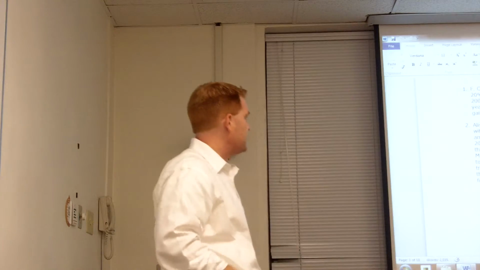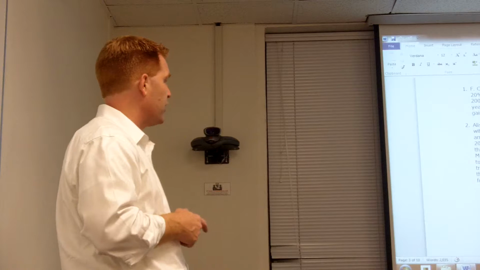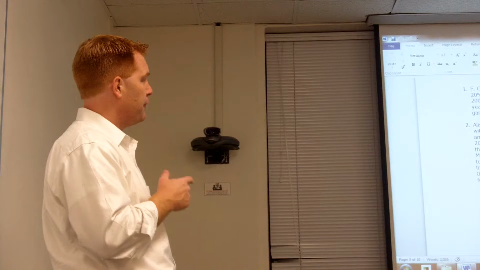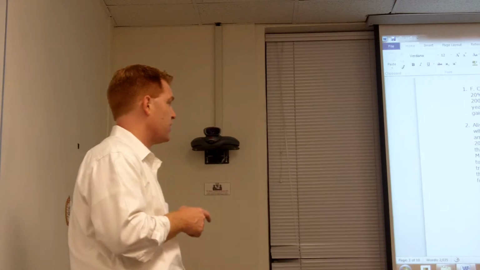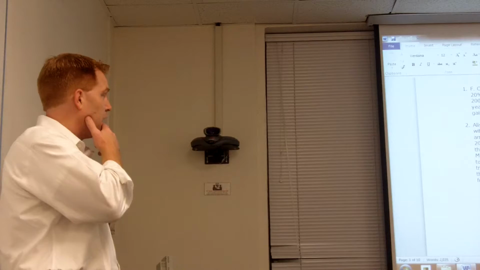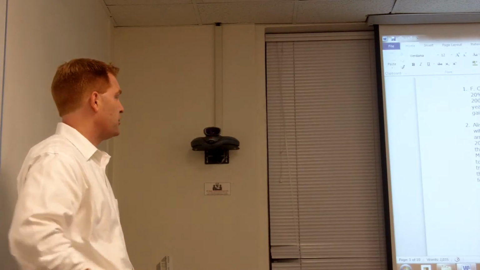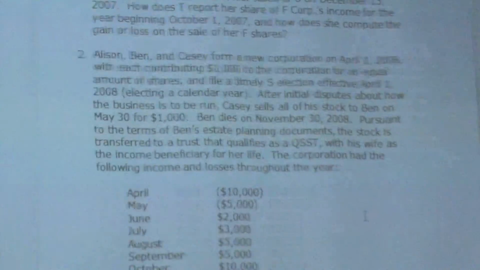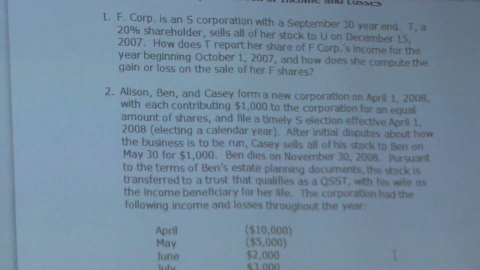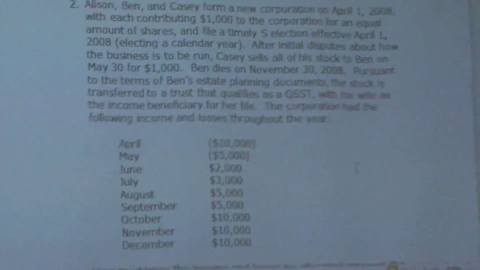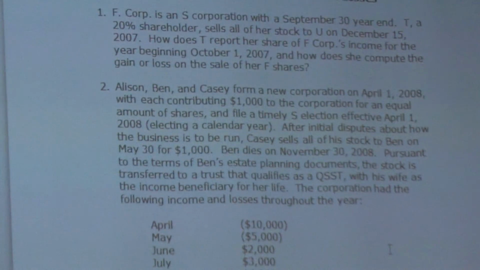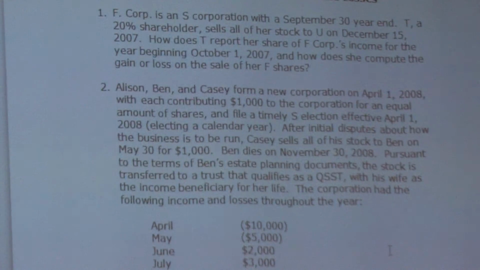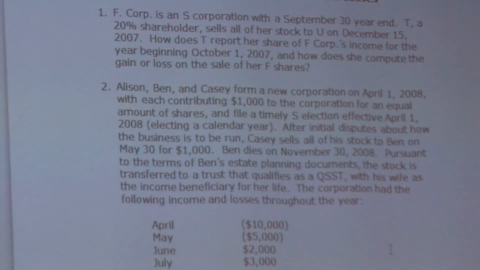Okay, Allison, Ben, and Casey form a new corporation on 4/1/2008 with each contributing $1,000 for an equal amount of shares, and file a timely S election effective April 1, 2008, electing a calendar year. After initial disputes about how the business is to be run, Casey sells all of his stock to Ben on May 30 for $1,000. Ben dies on November 30, 2008. Pursuant to the terms of Ben's estate planning documents, the stock is transferred to a trust that qualifies as a QSST, with his wife as the income beneficiary for life.